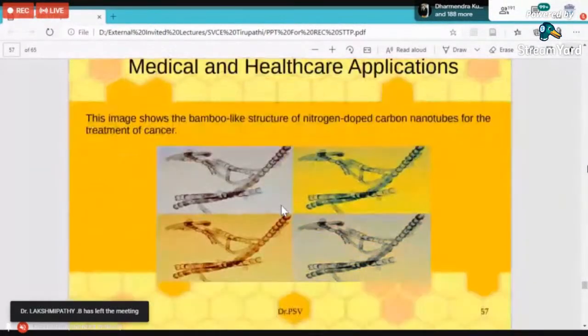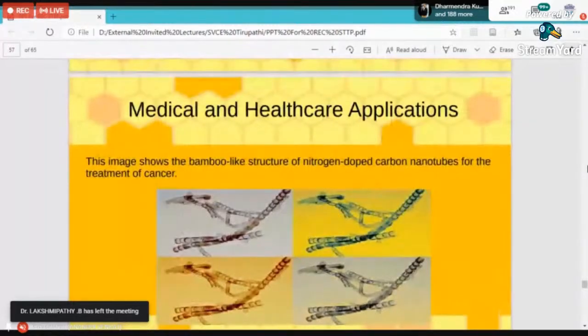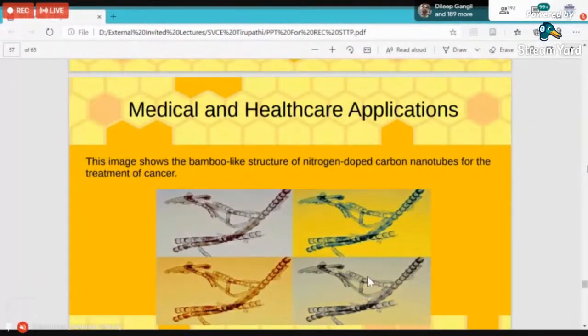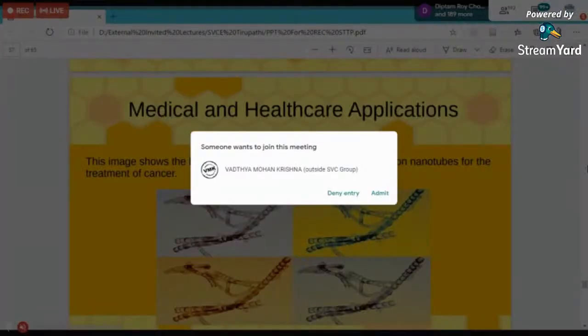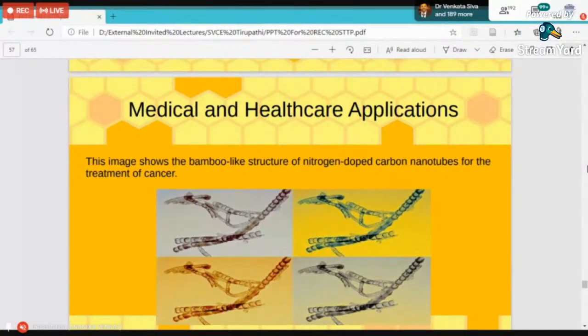Medical and healthcare applications, where the following images are shown. It is a bamboo-like structure. It's nitrogen-doped carbon nanotubes for the treatment of cancer. So this is used for treating cancer. Only the cancer cell will be pinpointed and destroyed without causing any problem to the healthy tissues. That is to be ensured only by nanotechnology.